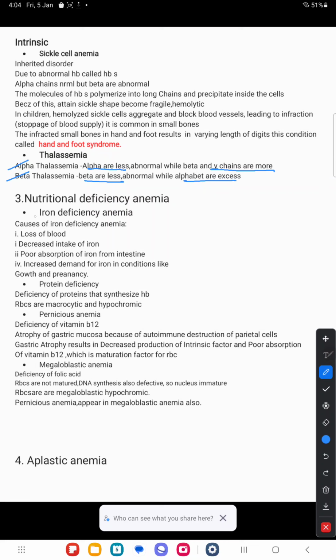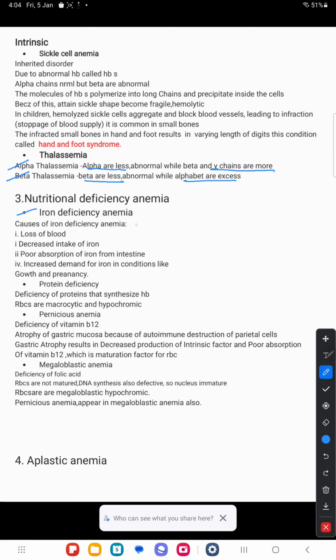Okay, next, the third division is the nutritional deficiency anemia. Nutrition means the food we take, right? When there is decreased intake of a particular nutrient needed for that RBC to mature, then we call it nutritional deficiency anemia. It is of some types, some of which I discussed. One is the iron deficiency anemia.